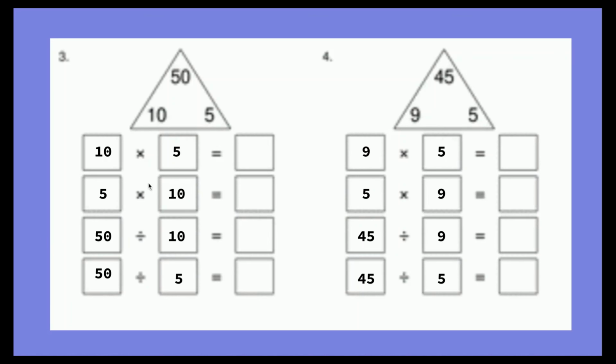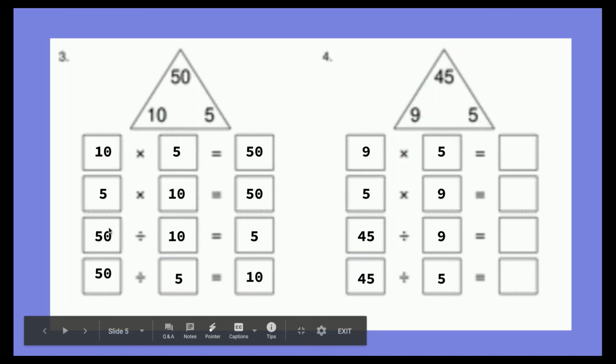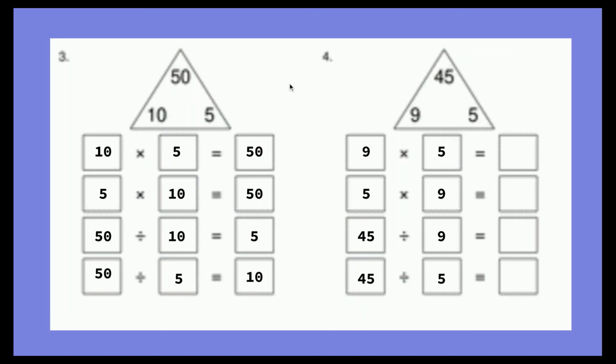This is division, multiplication. So 10 times 5 is 50. 5 times 10 is 50. 50 divided by 10 is 5. And 50 divided by 5 is 10. Notice how these all relate to each other. Pretty cool, right? You can memorize a fact family, like I said.